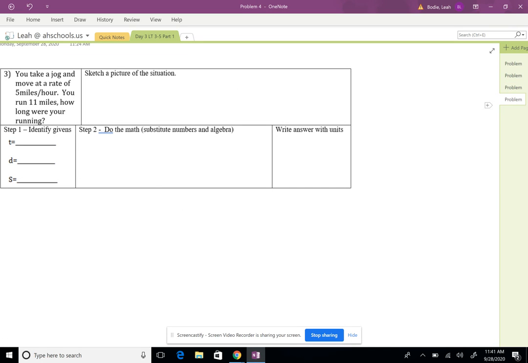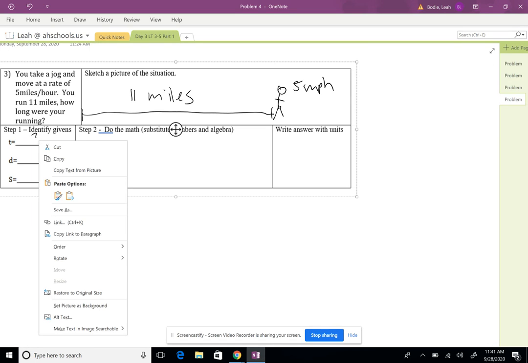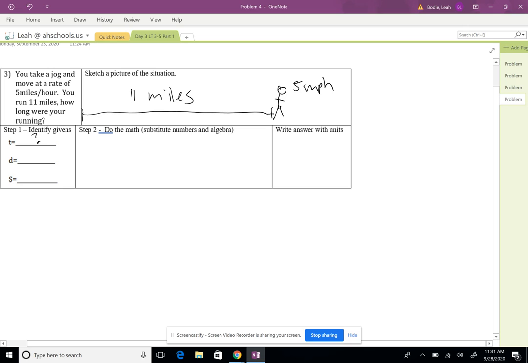All right. Our last problem we're going to go through today. You take a jog and move at a rate of 5 miles per hour. You run 11 miles. How long were you running? So here's my person running, and we'll put the speed by them, 5 miles per hour, and then we'll do our distance here of 11 miles. We don't know how long we were running for yet. So our givens, our time, we don't know. We're going to work on that today. And then our distance we saw was 11 miles.